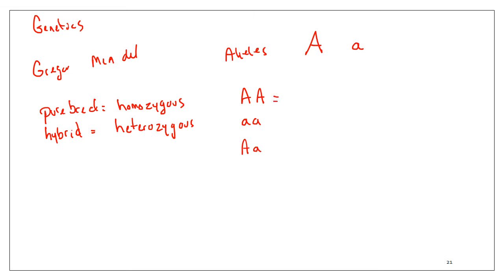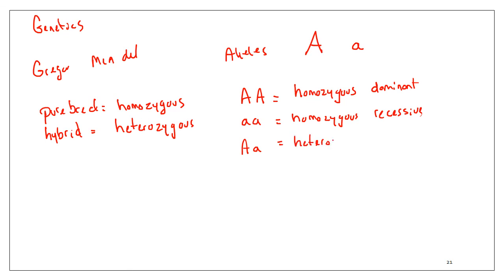Big A, big A stands for homozygous dominant. Little a, little a stands for homozygous recessive. And big A, little a stands for just heterozygous. And we don't have to say it's dominant or recessive because it's got both. So it's not either or.